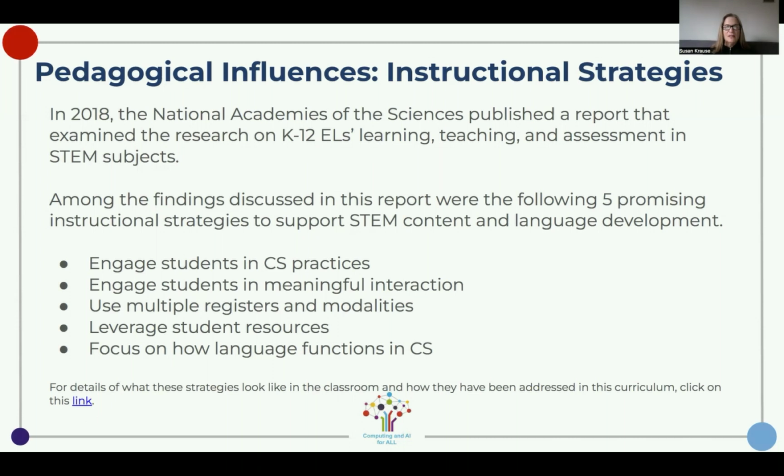Engage students in CS practices. Engage students in meaningful interactions. Use multiple registers and modalities. Leverage students' resources. And focus on how language functions in computer science.